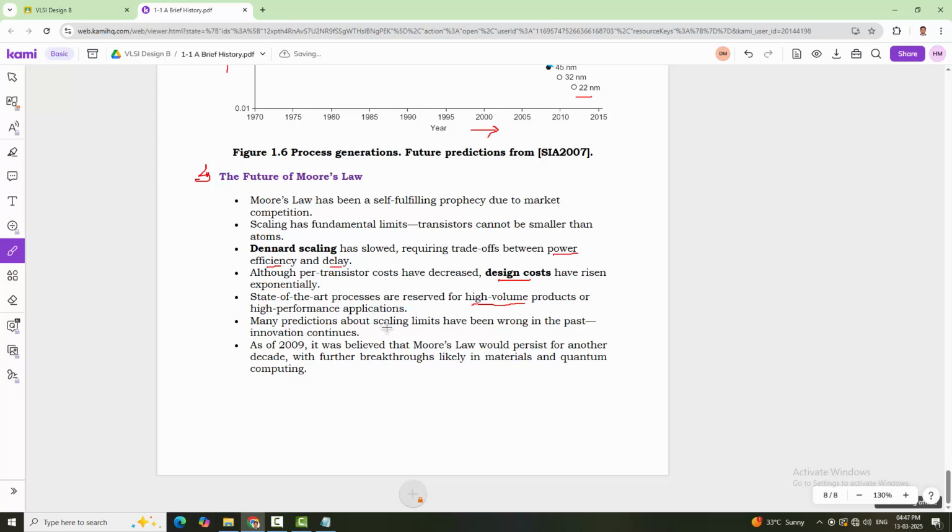Many predictions about scaling limits have been wrong in the past, because innovation still continues. As of 2009, it was believed that Moore's law would persist for another decade. And with further breakthroughs likely in materials and quantum computing, Moore's law will hold good for the next decade as well. So with that, we have covered a brief history of the transistor and integrated circuits.